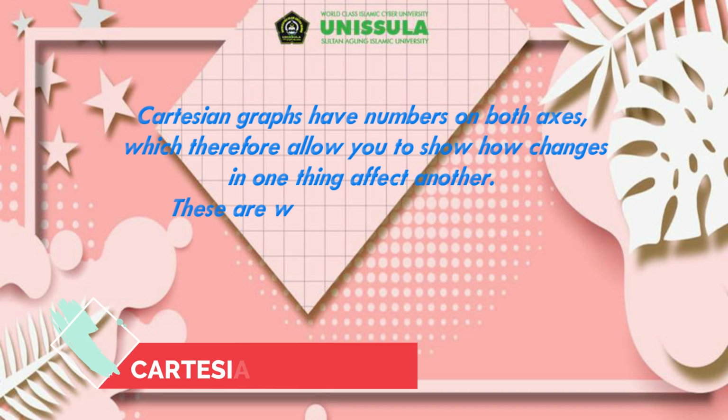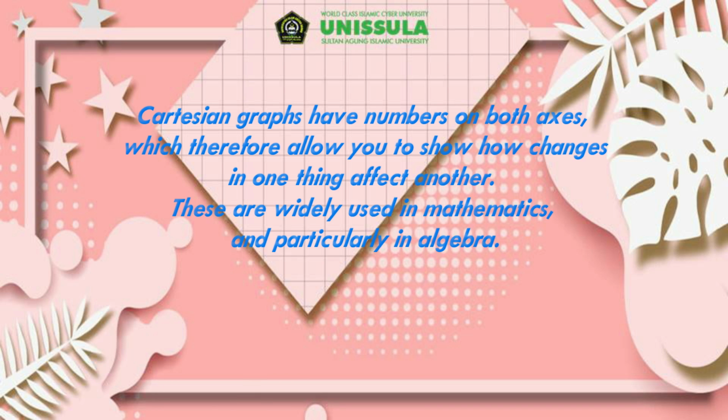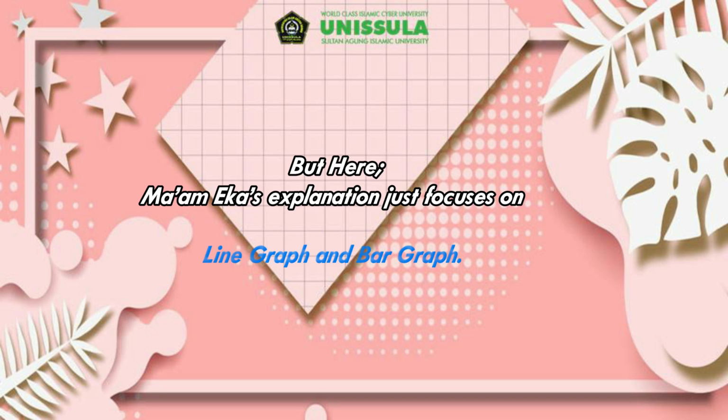And the fourth is about Cartesian graphs. Cartesian graphs have numbers on both axes, which therefore allow you to show how changes in one thing affect another. These are widely used in mathematics and particularly in algebra. But here, my explanation just focuses on a line graph and a bar graph. We just learn about the 2 kinds of graph. The first is a line graph and the second is a bar graph.